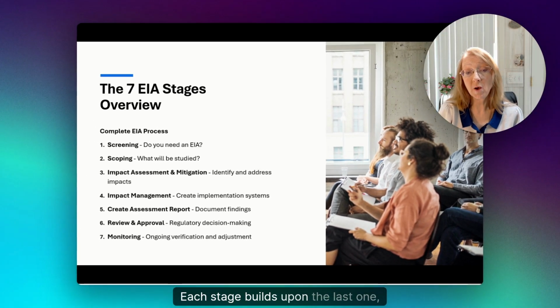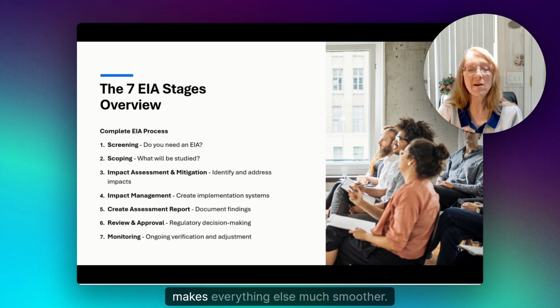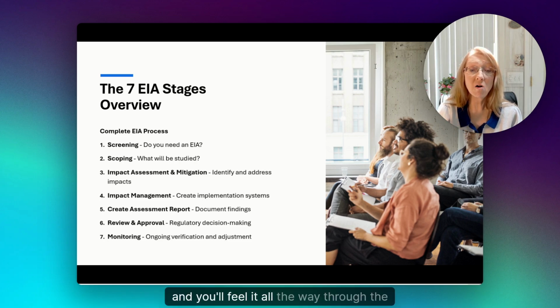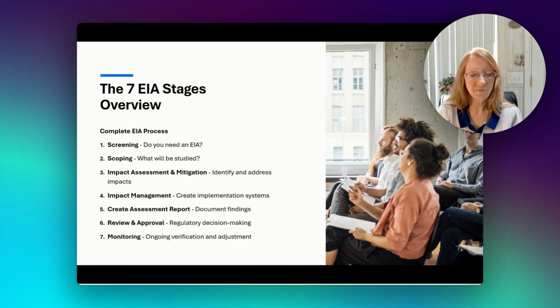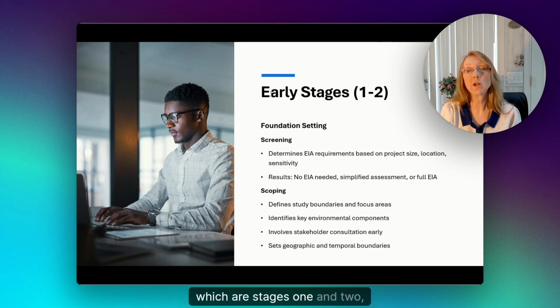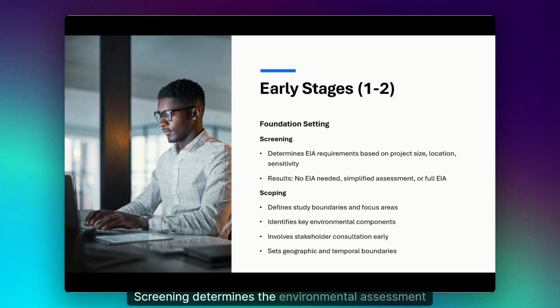Each stage builds upon the last one, so getting the early ones right makes everything else much smoother. Miss something early on, and you'll feel it all the way through the process. First, let's talk about the early stages, which are stages 1 and 2, screening and scoping. Screening determines the environmental assessment requirements moving forward based upon several factors. This is also where a lot of people can get tripped up.